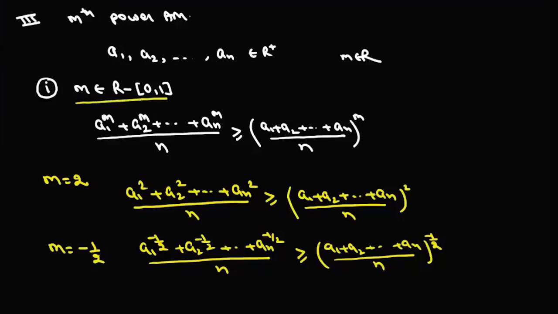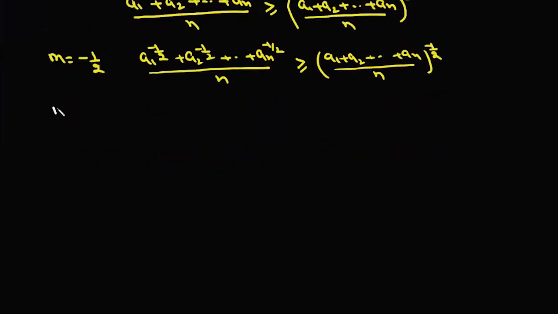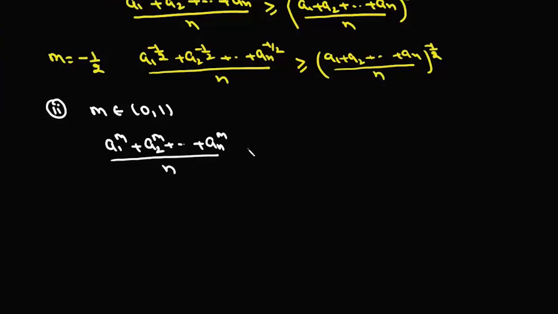Now we have the second case, when m lies between 0 and 1. In that case, the sign of the inequality reverses. So simply we can write (a1 to the power m plus a2 to the power m up to an to the power m) whole divided by n will be less than or equal to ((a1 plus a2 plus up to an) upon n) whole to the power m. So if m lies between 0 and 1, then the sign of this inequality changes.